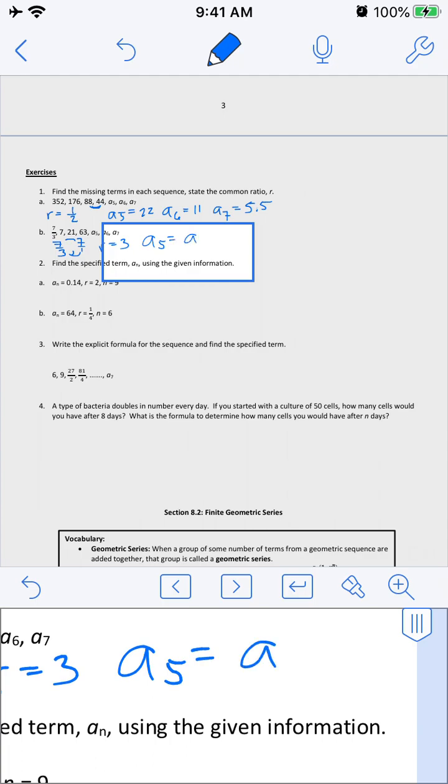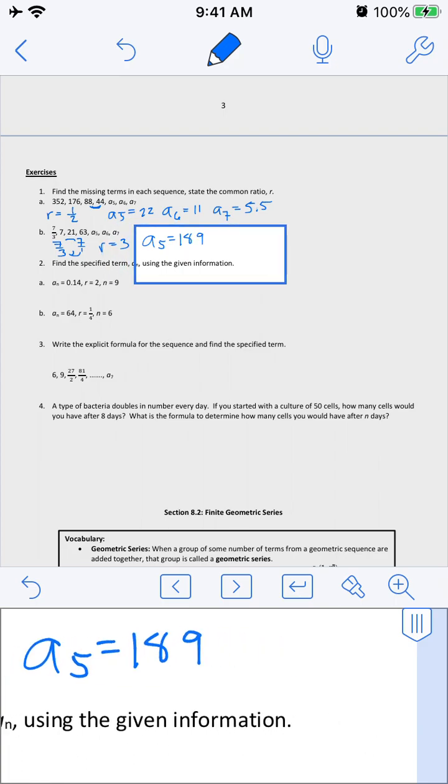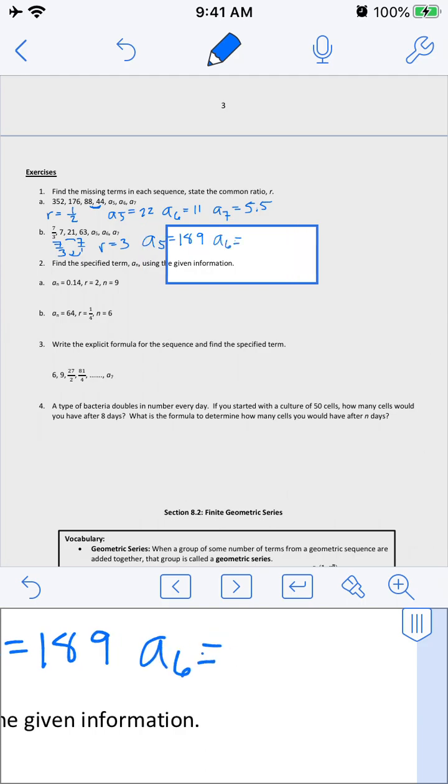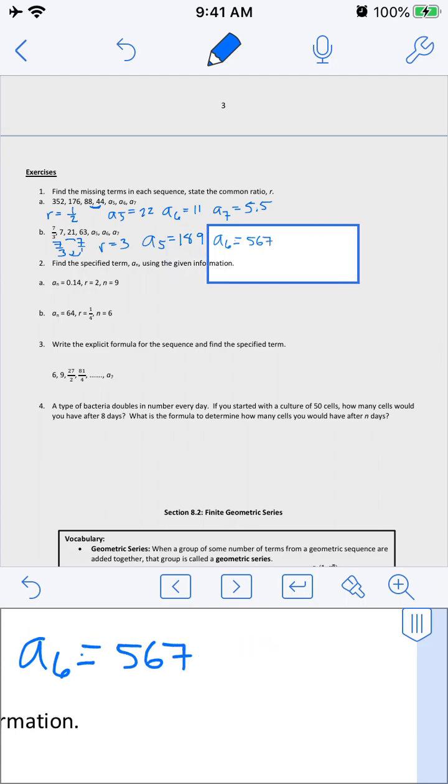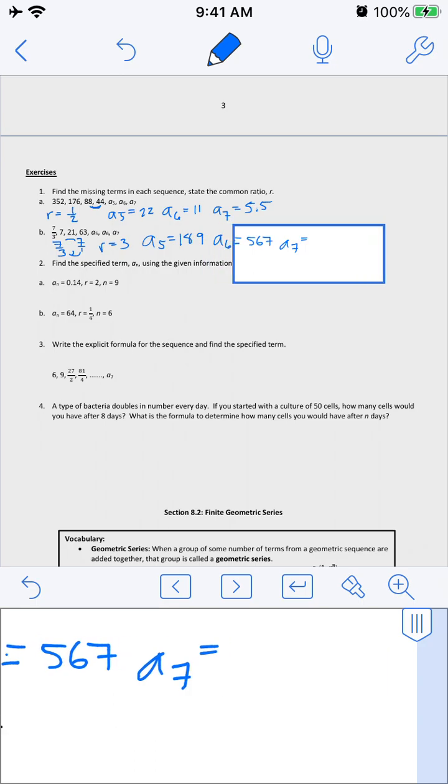All right, so A5 would be times by 3, 189. Times by 3 again, a6. Our sixth term is going to be 567. And our seventh term is going to be 1,701. Cool, we have found our terms.